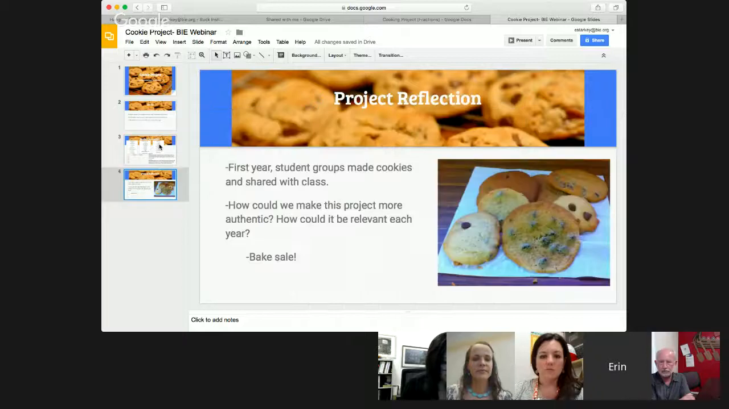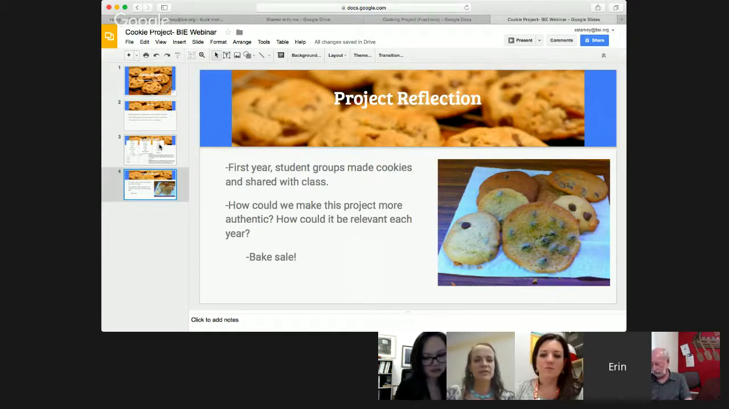And our first year we did this, the students went to the science lab, they made their cookies, we turned them into the cafeteria and they baked them for us, and then we just did a class share out, getting to enjoy our cookies. But as we reflected on our project, we decided, well, what could we do to make this project authentic? And also, what could we do to make it relevant for each year and take it beyond just, hey, our classroom enjoyed cookies?